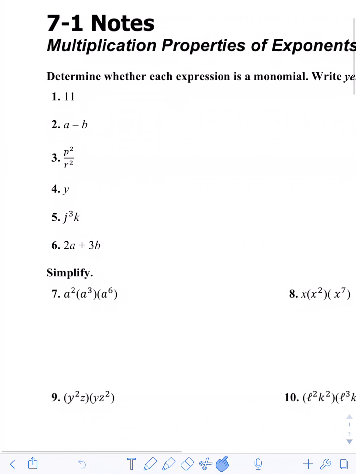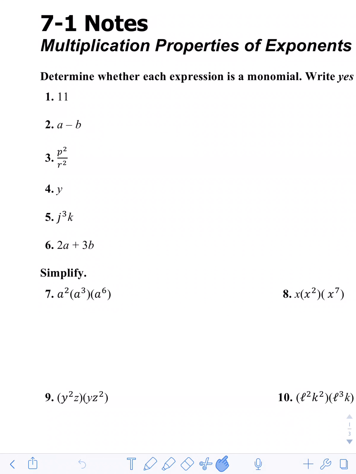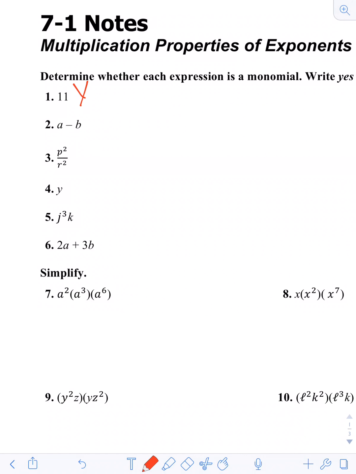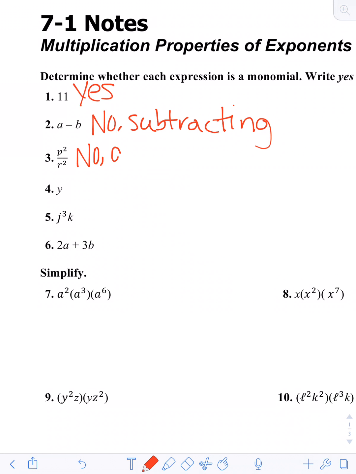So for this first one, it's just a number. Okay, so mono means one, just one little thing right there by itself. So the answer for number 1 is going to be yes. Number 2, this is not a monomial because you have two things. You have a minus b. So this one's no, it's because you are subtracting. Okay, number 3 is going to be no because you have two things here that you are dividing.